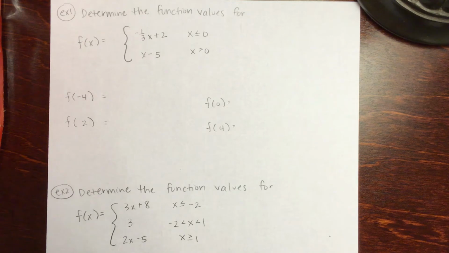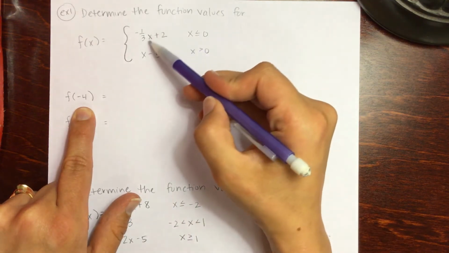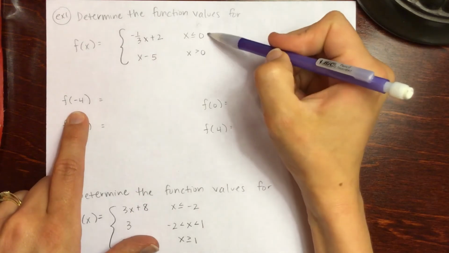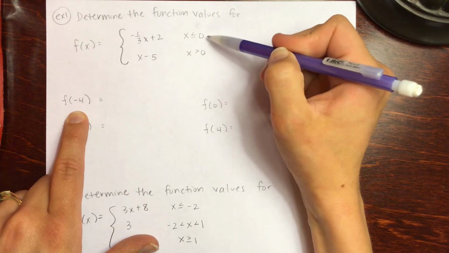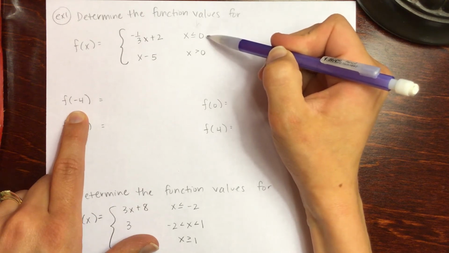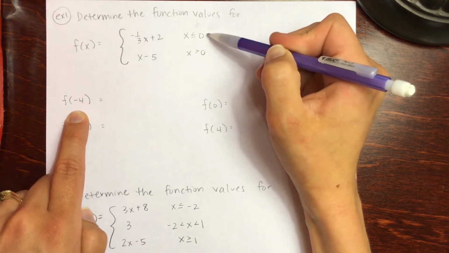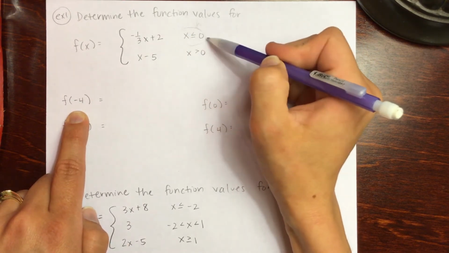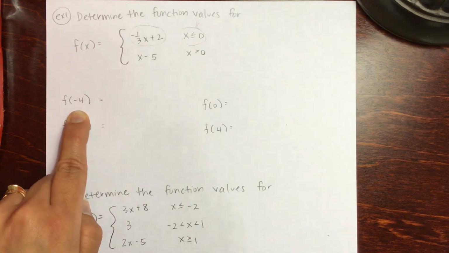Sometimes I'm going to just give you the function like this and ask you to determine specific values. When that happens, if I ask you for f of -4, do not sub the -4 into all equations that they give you. Look at these two domain restrictions. -4 is only less than or equal to 0. It's not greater than 0. So -4 falls into this first domain. So that means I'm going to sub -4 only into the first equation.